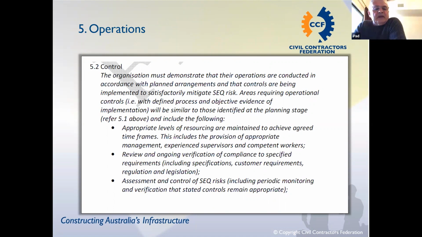5.2, there's 6 dot points there. Again, you've got to demonstrate. You see, it must. It doesn't give you any leeway. It says the organisation must demonstrate that their operations are conducted in accordance with the planned management and that controls are being implemented to satisfy, mitigate SEQ risks. Areas requiring operational control, for instance, you've got there defined process and objective evidence of implementation will be similar to those identified at the planning stage. Then they talk about the include areas. So you've got to be able to demonstrate that you're actually following what you've documented down.